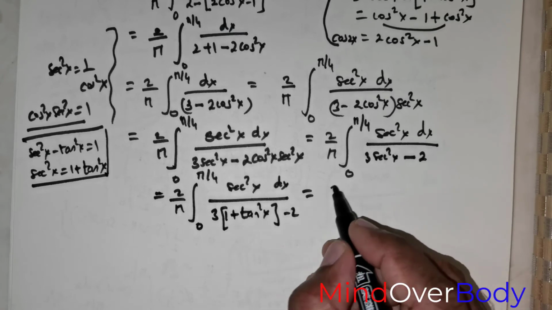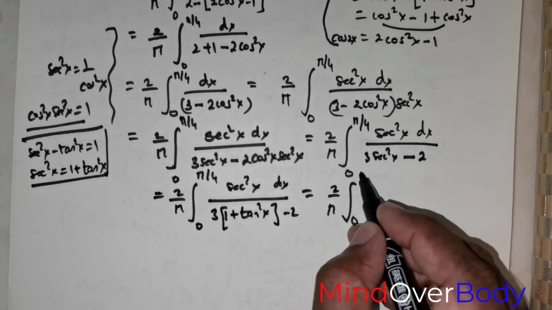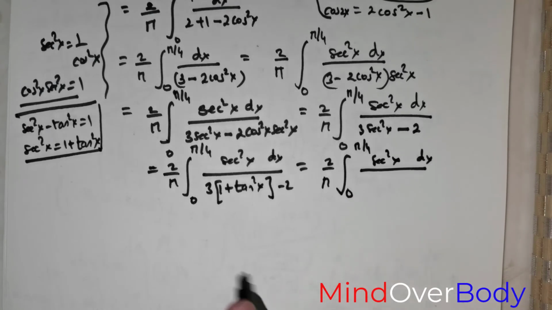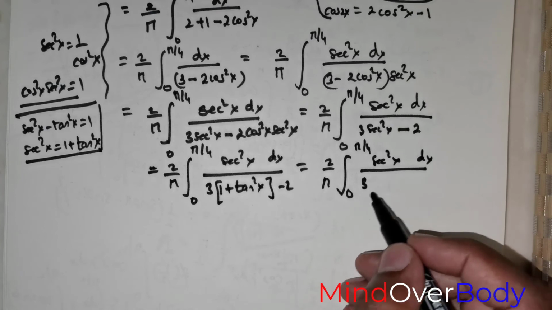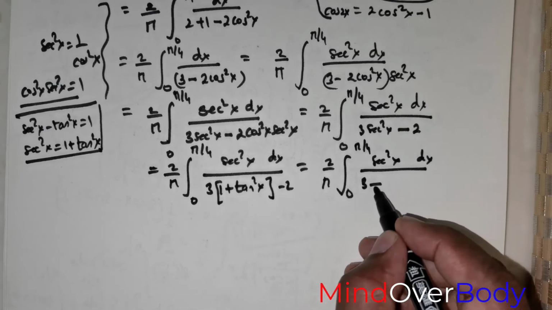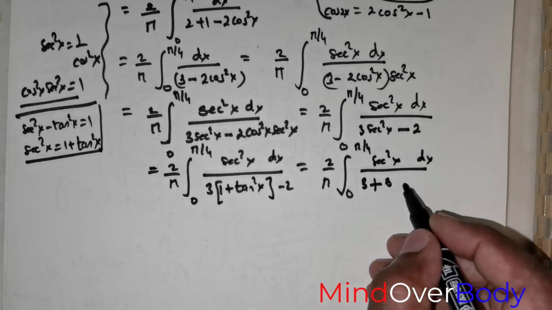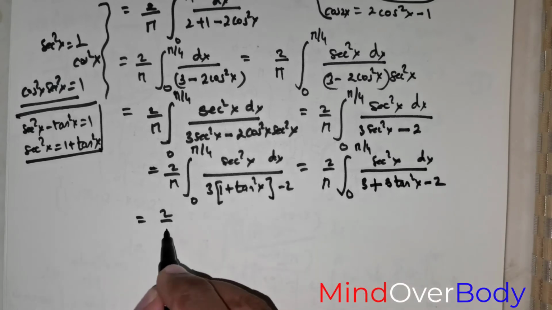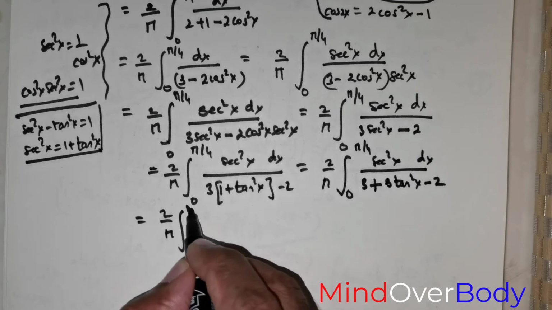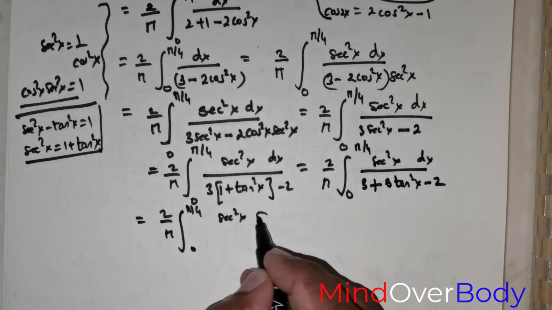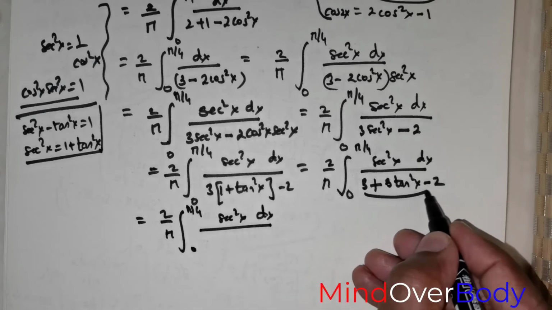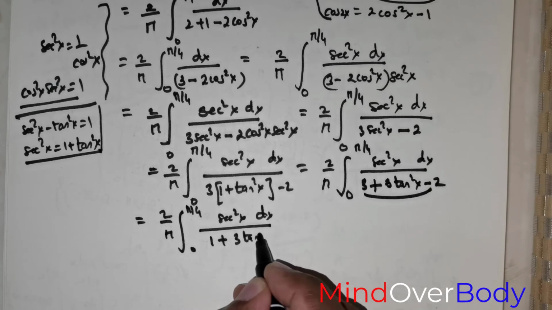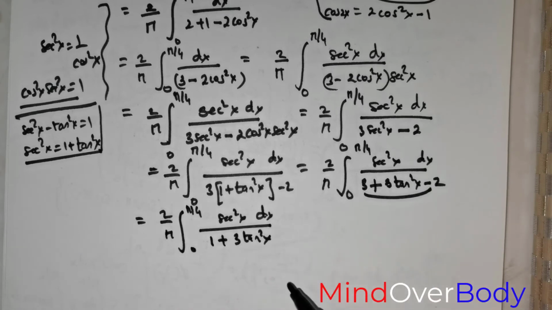So this can be further rewritten as 2 over pi integral 0 to pi over 4 secant squared x times dx divided by 3 times 1 positive 3 times tan squared x negative 2, which is equal to 2 over pi integral 0 to pi over 4 secant squared x dx divided by 3 added with negative 2 would give me 1 positive 3 times tan squared x. Now I wish to make the following substitution.